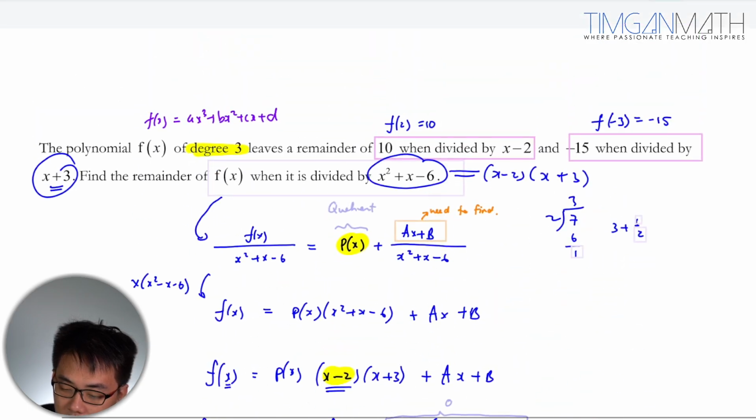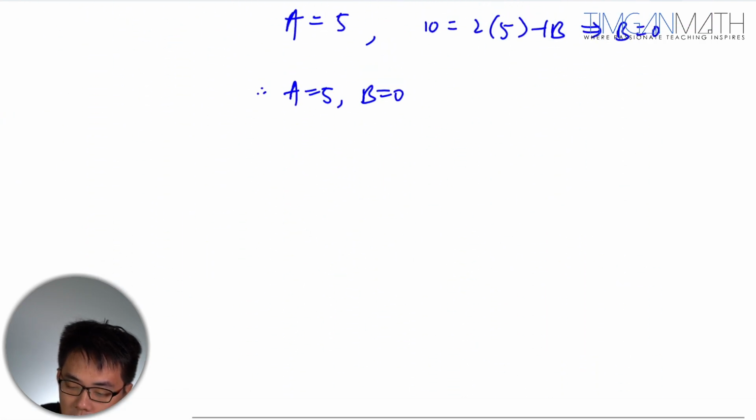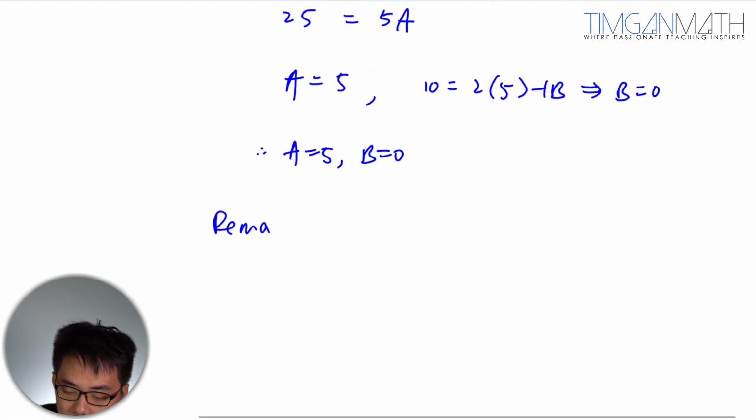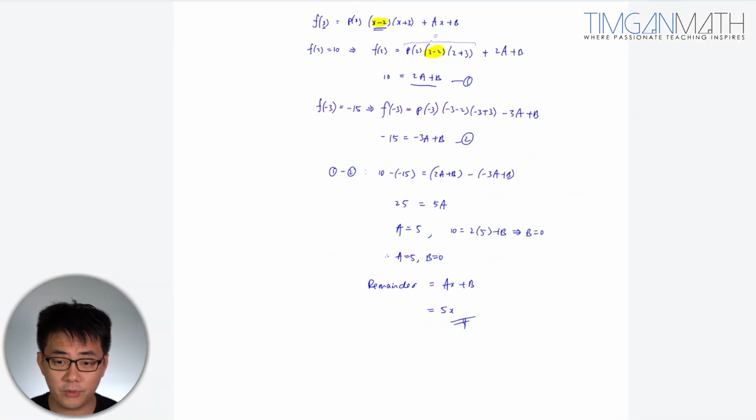Now remember, we want to find the remainder, which is ax plus b. So the remainder will just be 5x. Okay, so that's how we do this question proficiently. If you have any questions or comments at all, please let me know, and I'll see you in the next question.